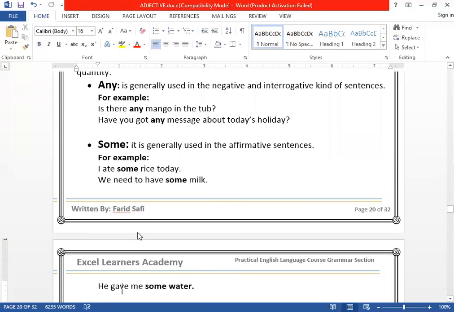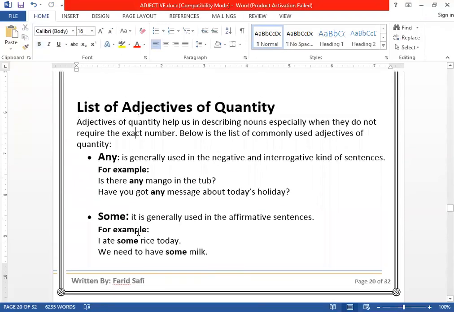Now we want to study the entire list of quantity adjectives. Look here. The first one we have is any. Any is called a quantity adjective. When can we use this any? Any is generally used in negative and interrogative kinds of sentences. Clear? For example, is there any mango? Mango is a noun. Any, it's a question. Is there any mango? Any is a quantity adjective there.